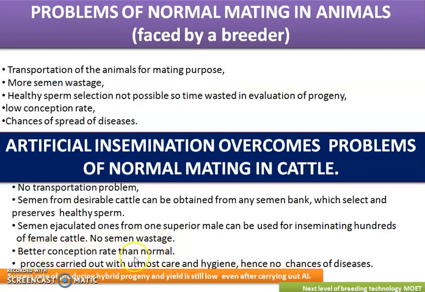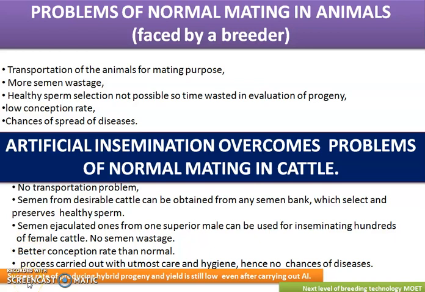Better conception rate. Suppose you have inseminated the semen into 20 cows. There are good chances that at least 7 to 10 cows will definitely conceive. So that guarantee is there, better than the natural method. Then the process is carried out with very good care. Hygiene is taken care of, utmost care and hygiene. So chances of diseases are very less. So these are the main things about the two techniques and how artificial insemination is better. It overcomes some problems of normal mating.